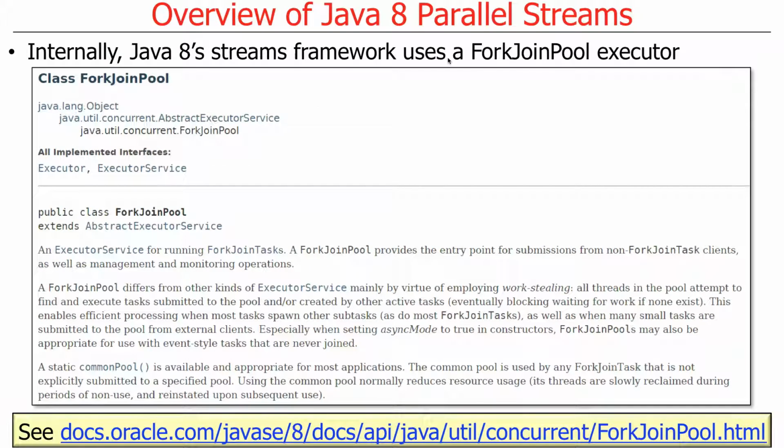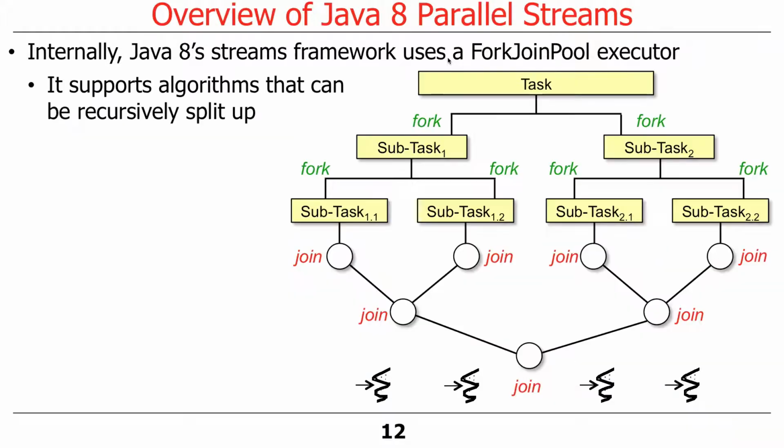OK, so internally, Java 8 Streams framework uses a ForkJoinPool executor. So we've talked about the executors before. We talked about the fixed executor, fixed size thread pool. We talked about the cached thread pool executor. Now we're going to talk about this thing called the ForkJoinPool executor. And internally, this uses something that is called a MapReduce-like model, where it splits algorithms up into pieces so they can be processed concurrently by different threads.